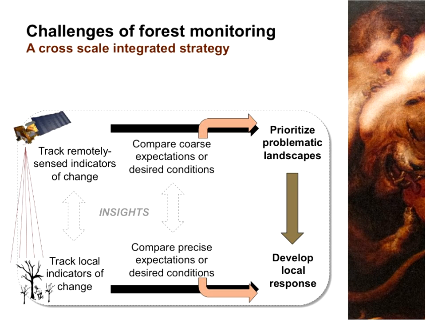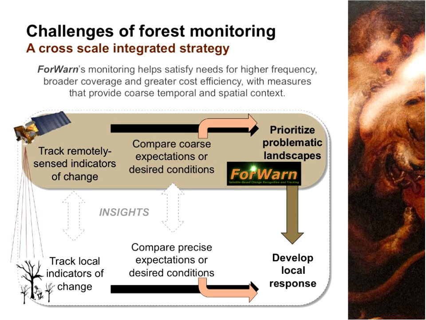But the value of this broader scale technology is a little bit different. It's to give us a coarser sense of what's going on, and that may inform where we have the most problems, where in the landscape we might focus our local attention to come up with some local response. And that is really the arena in which ForWarn is playing. It's a remote sensing technology that helps us understand how changes occurred with respect to our expectations to help focus our attention locally to those places where we can work more efficiently.